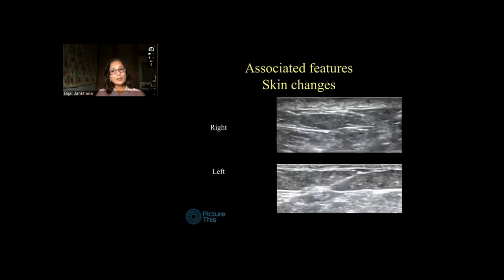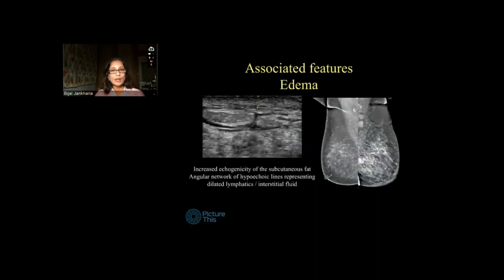We also talk about skin changes, and it might be a good idea to compare it with the opposite side. So here we can see in the right breast, and we can measure it, as well as in the left breast. So more than 2 millimeters, except in the nipple areolar complex, where it could go up to 4 millimeters. If the skin thickening is more than 2 millimeters, we call it skin thickening. Other features are also edema.